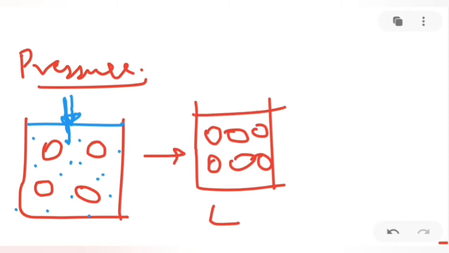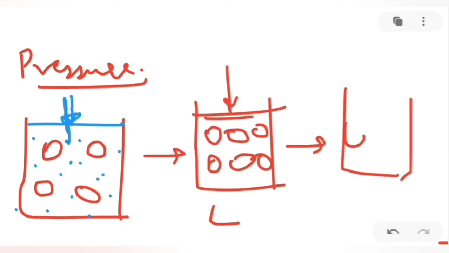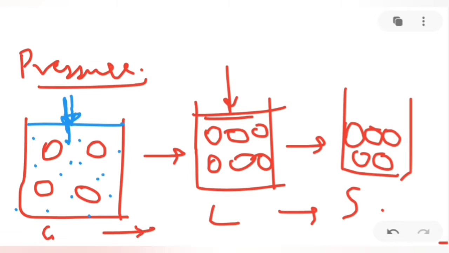And when we further apply pressure over here, what will happen? The particles will come more close towards each other. So now what will happen? It will further change to solid. So on increasing pressure, the gas is changing first to liquid and then to solid. On increasing the temperature, the reverse was true, but on increasing the pressure, it is vice versa.